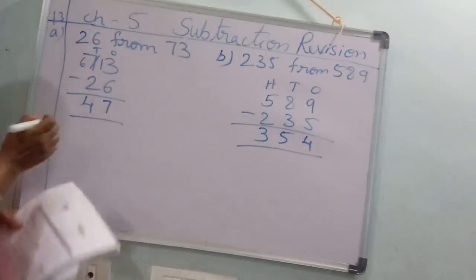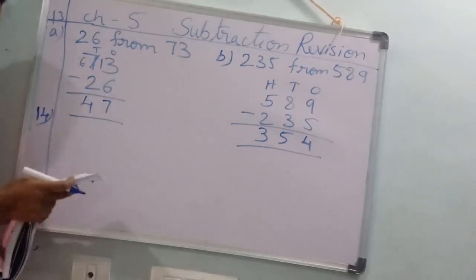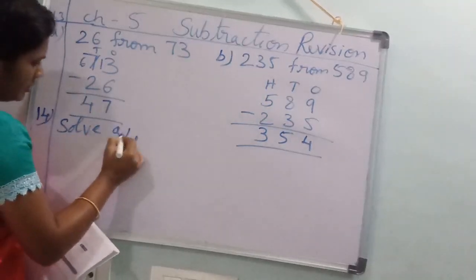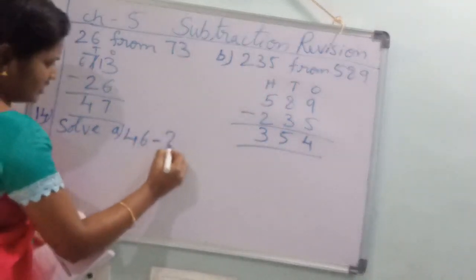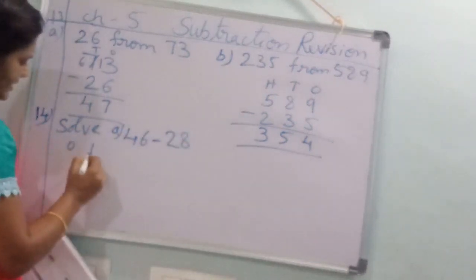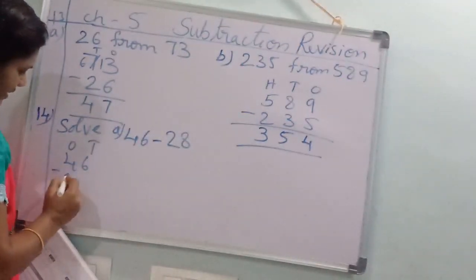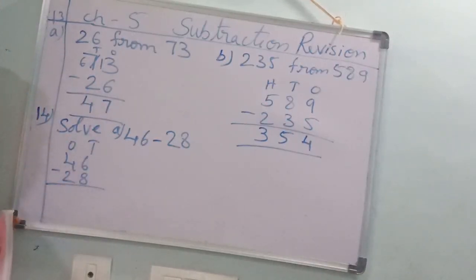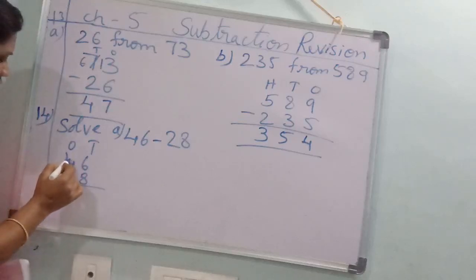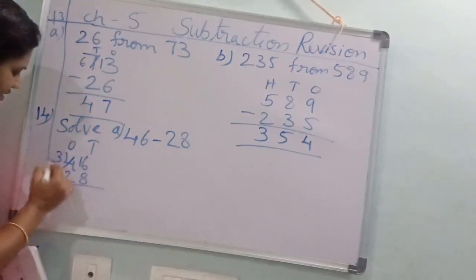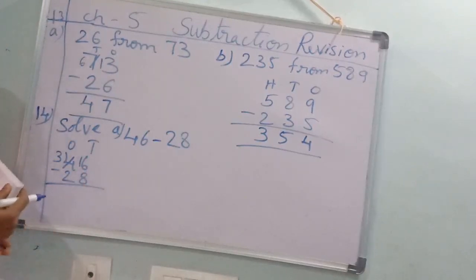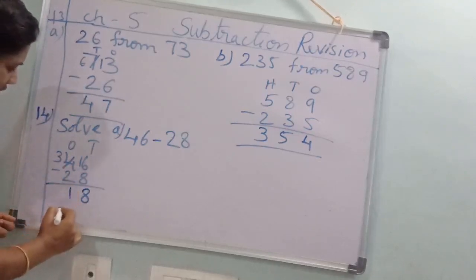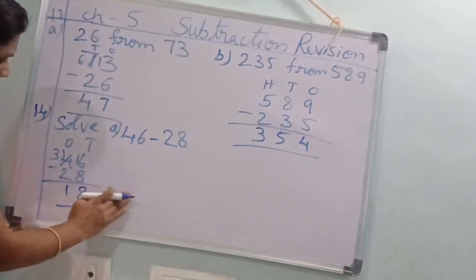Next, what is that 14th one? Solve. You should solve these problems. Okay? See? 46 minus 28. Ones place, tens place. See? In the 6, 8 will go? No. What you have to do? You should take borrow from here. 16. Here 3. 16 minus 8, 8. 3 minus 2, 1. Understood? You know now how to do.